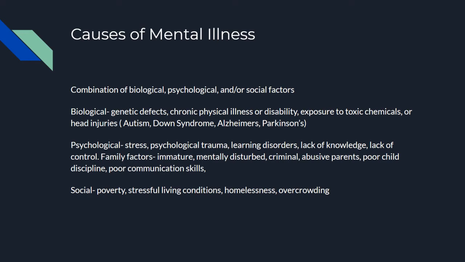Moving on to psychosocial factors. So this is stress, psychological trauma, learning disorders, having a lack of knowledge, a lack of control. Family factors include parents who are immature, mentally disturbed, criminals, or abusive, parents that give children poor discipline, and parents that lack communication skills. Social conditions include poverty, stressful living conditions, homelessness, or even having way too many people in a household.